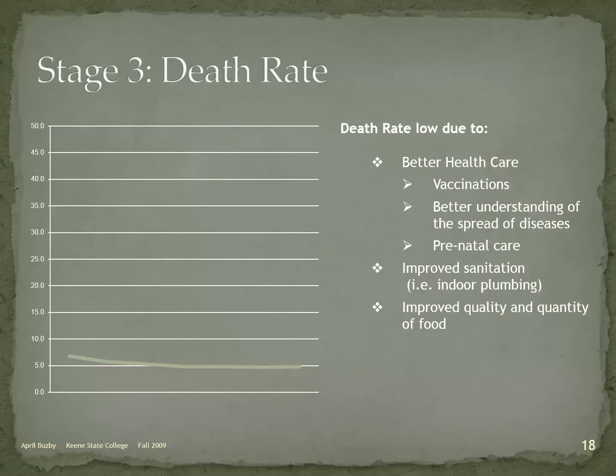And the death rate is still low due to these things that we've learned about: better technology for healthcare, such as vaccinations, better understanding of the spread of diseases, prenatal care, so reducing that infant mortality rate. And we also get improved sanitation, like indoor plumbing, which can really reduce the rates of things like cholera, which were horrible diseases that were spread through human sewage back in the late 1800s, early 1900s. And you have improved quality and quantity of food.